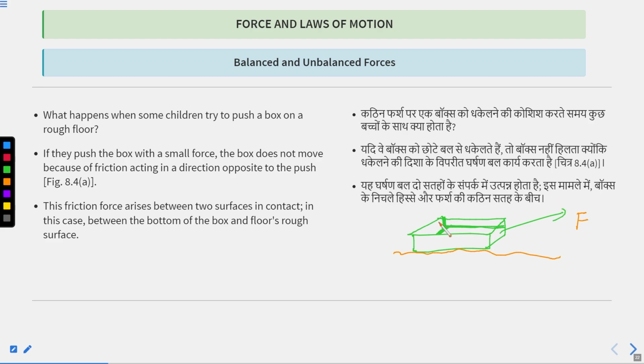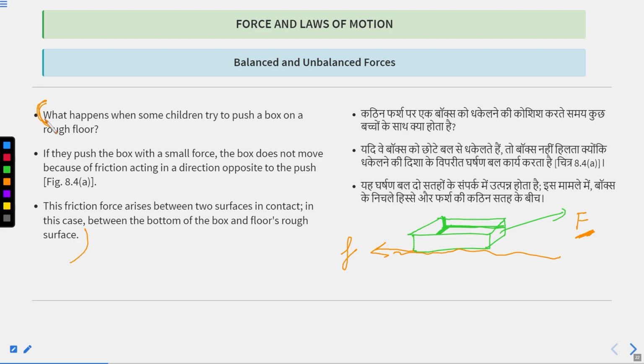But we know there is a force which always opposes the direction of motion, which is known as friction force. Friction force will act opposite to the direction of motion. So the friction force will try to stop the box, whereas children are trying to pull the object and the object is moving. It means that the force applied by the children is greater than the friction force of the surface. So this is all about friction force.